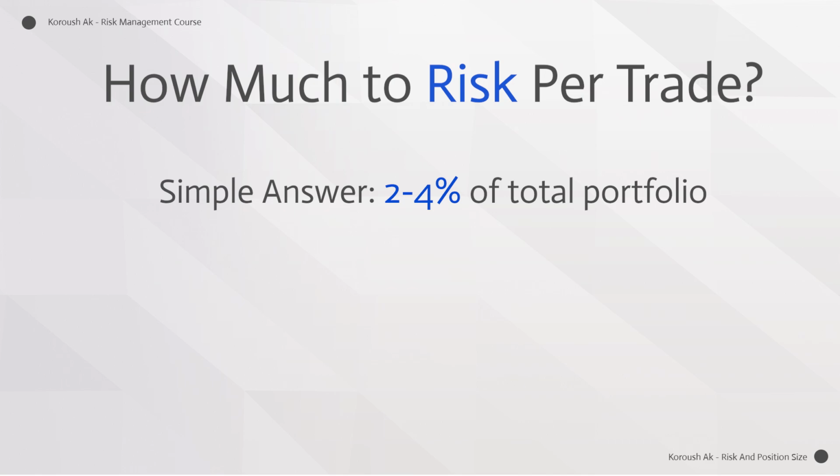Now, for those who don't quite understand what 2 to 4% of total portfolio means, I'm just going to give a quick example. So total portfolio is the entire bankroll which you have. It is all the money you use to trade with. So in an example where, say, our total portfolio is $10,000, that means the money we've allocated for the specific purpose of trading is $10,000, then per trade, our risk needs to be $200 to $400.